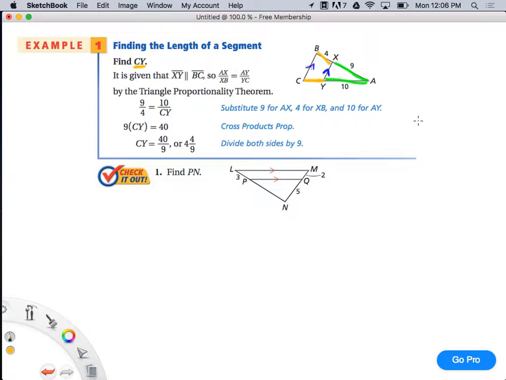They do it a little differently. They do 9 over 4 equals 10 over CY. You see that? And then they cross multiply, right, to get 9 times CY equals 4 times 10. Does anyone have issues with cross multiplying, or is that pretty simple? Okay, so 9 times CY equals 4 times 10. And you end up then dividing both sides by 9, and you get 40 over 9, or simplifies to 4 and 4 ninths. Does that make sense? Okay, so go ahead now and find PN.